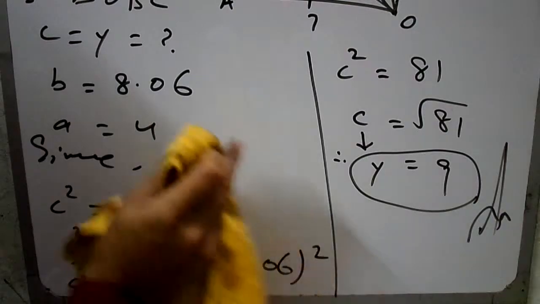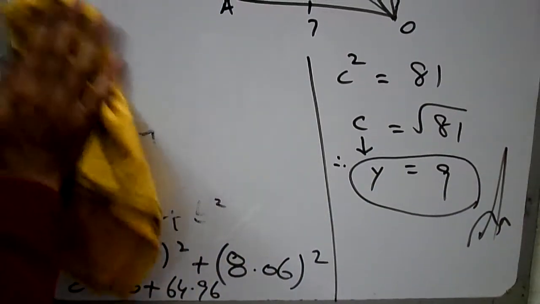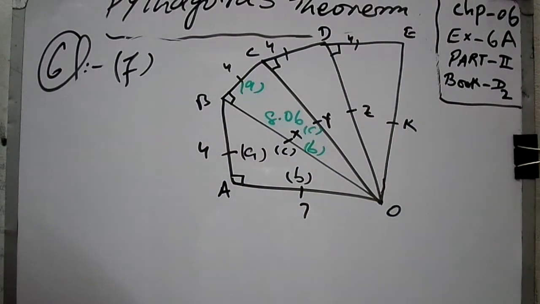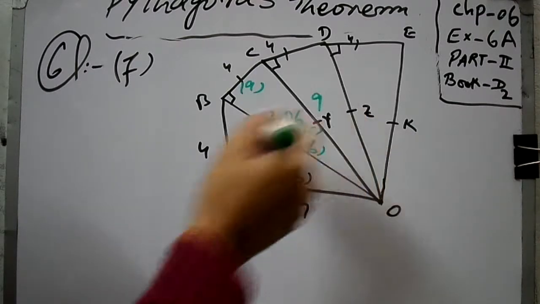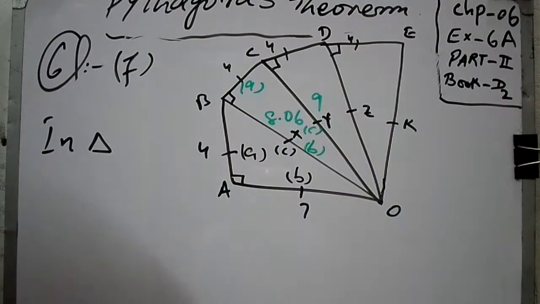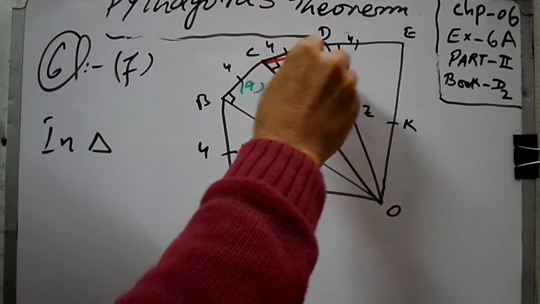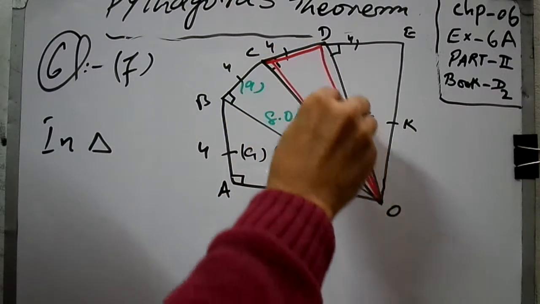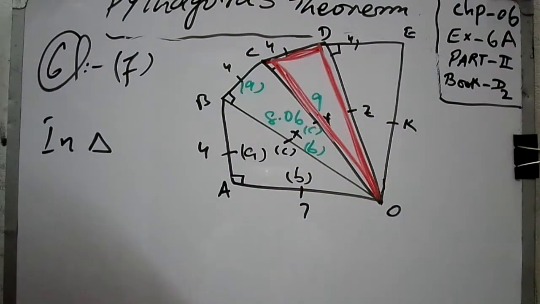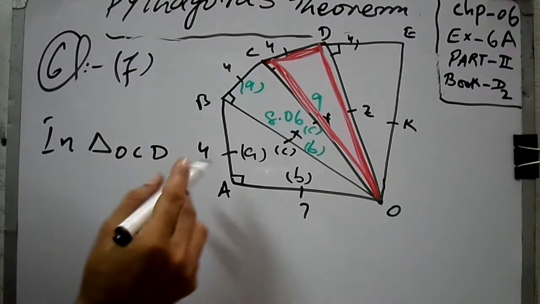Now the third portion is when you take the triangle OCD, because another triangle we have to solve. Now we have to solve this portion. Here y you have just calculated. We have to put here y is near about 9. So now you take this triangle OCD.